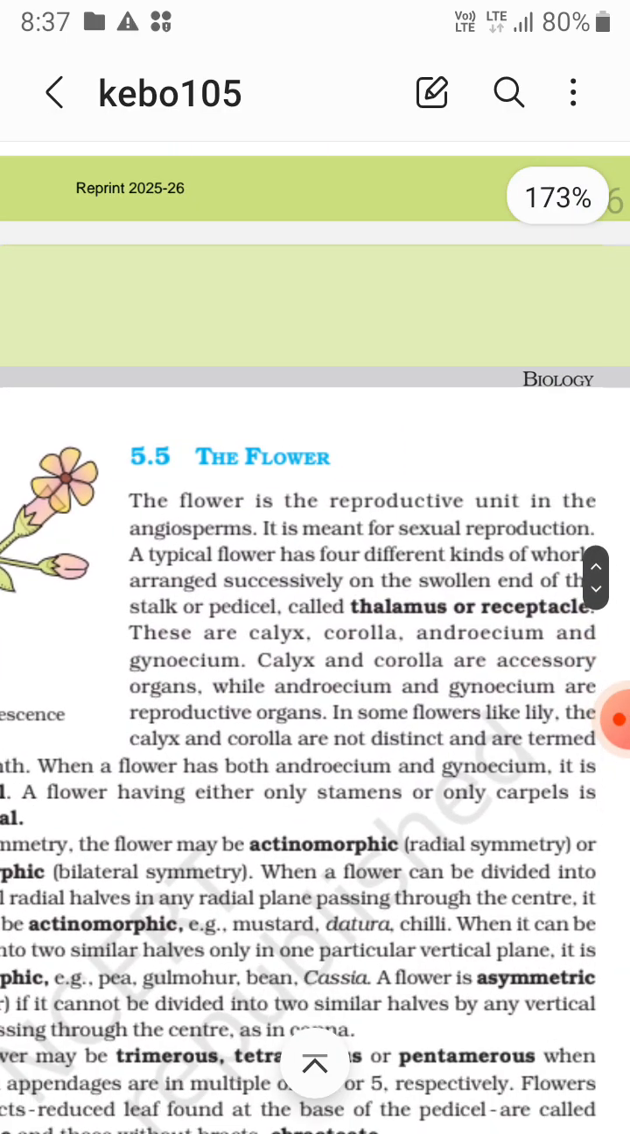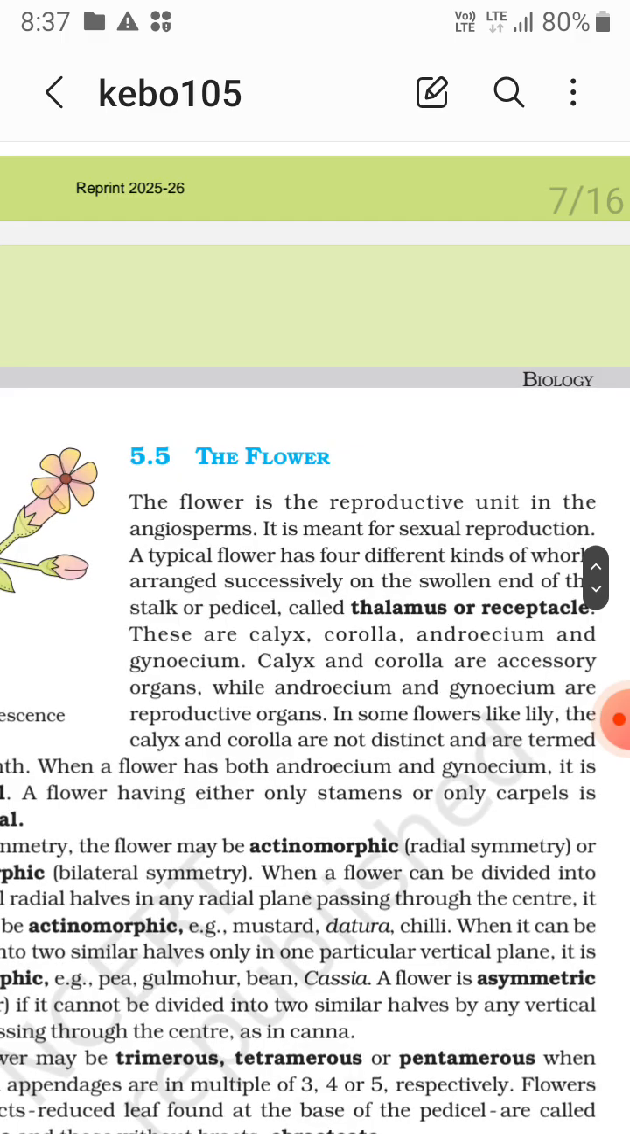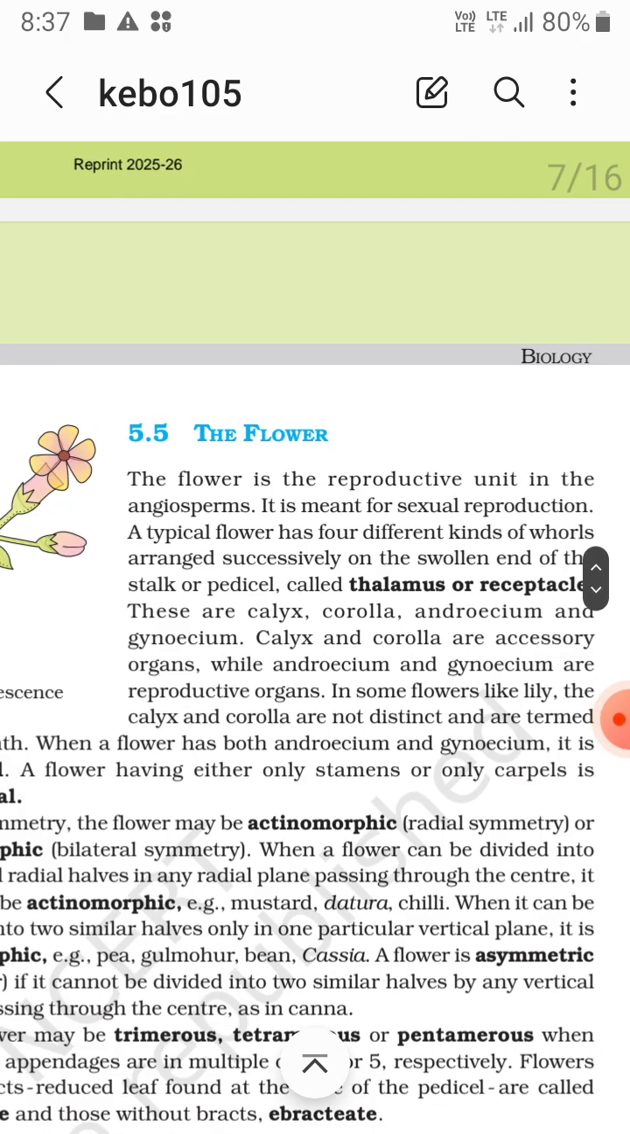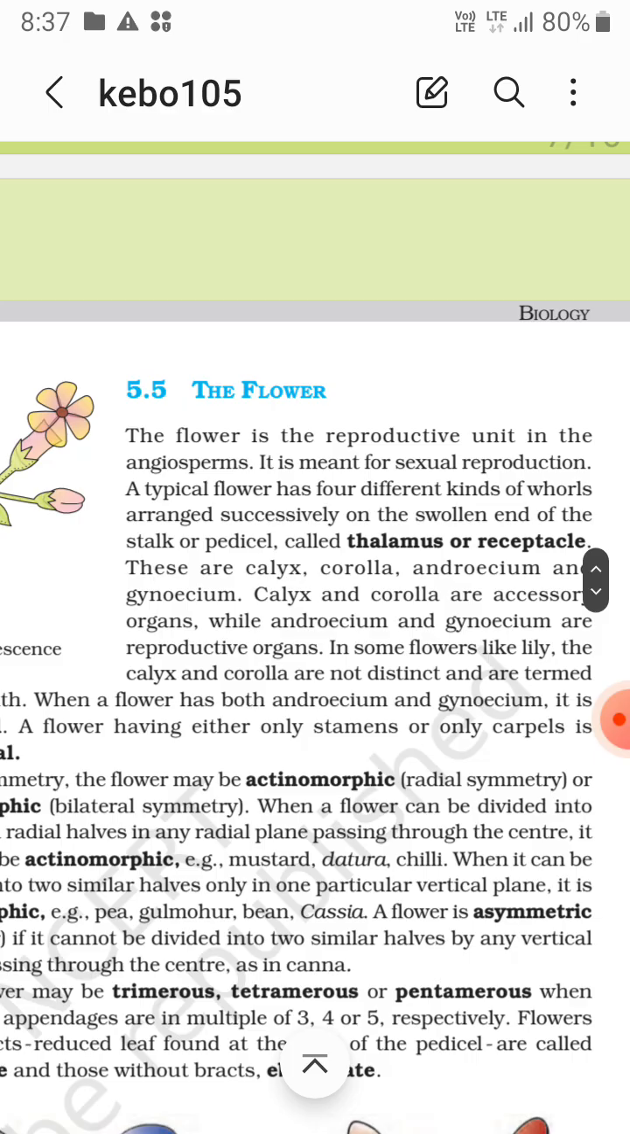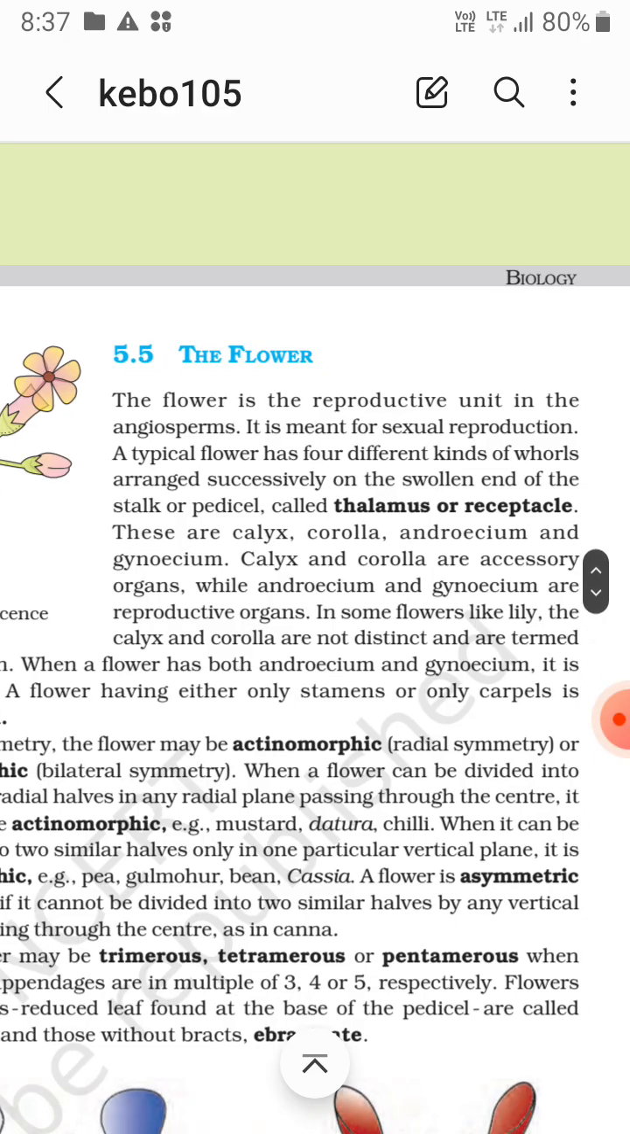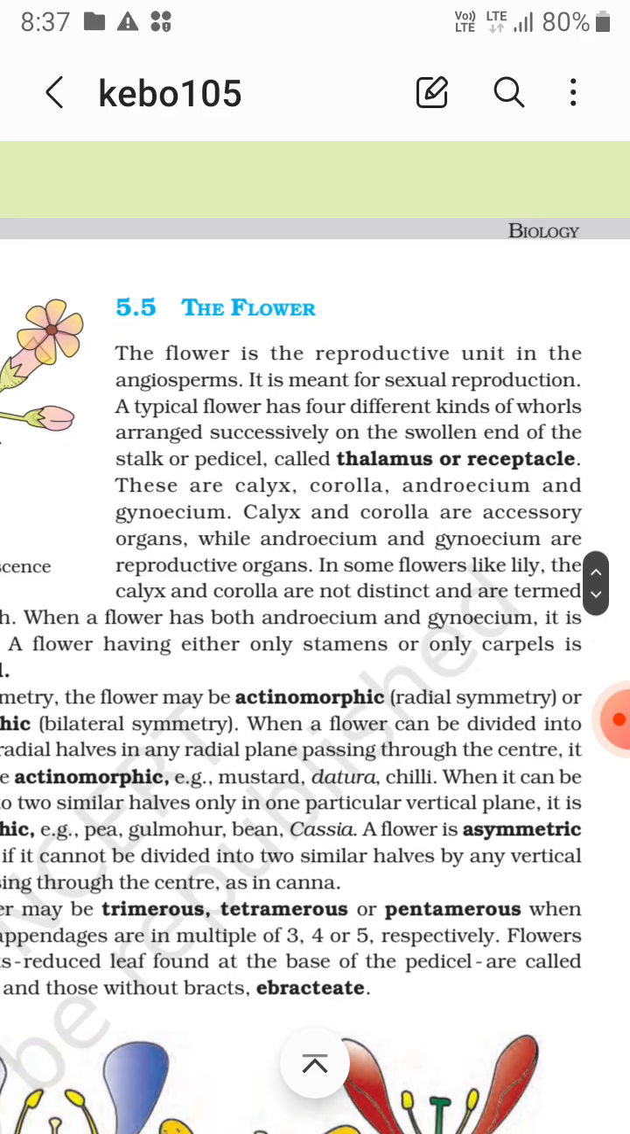Now talking about the flower. A flower is a reproductive unit in the angiosperm. It is meant for sexual reproduction. A typical flower has four different kinds of whorls arranged successively on the swollen end of the stalk or pedicel. So the flower has a stalk or pedicel, and the swollen end is called the thalamus or receptacle. These whorls are calyx, corolla, androecium and gynoecium. While the calyx and corolla are the accessory organs, the androecium and gynoecium are the reproductive organs.